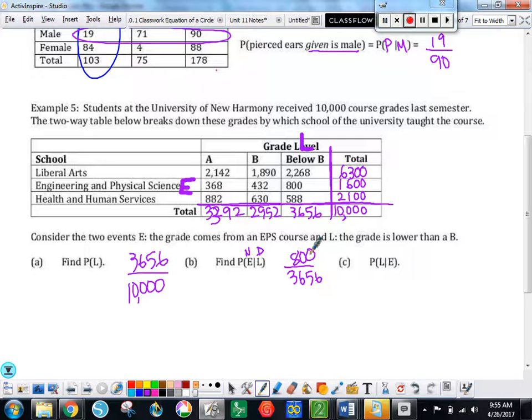Okay. And then, in the next group, this is conditional again, right? What's the probability of them being below a B, given they're an engineer? So which one comes where? Does the E go on top or the E go on bottom? The bottom, good. Given that they're an engineer, how many engineers do you have? 200. And then probability that they have below B.